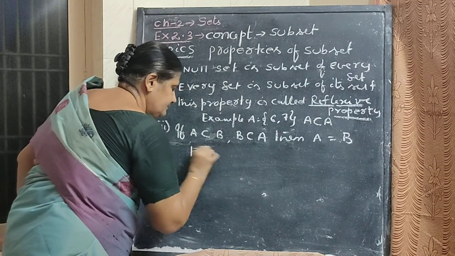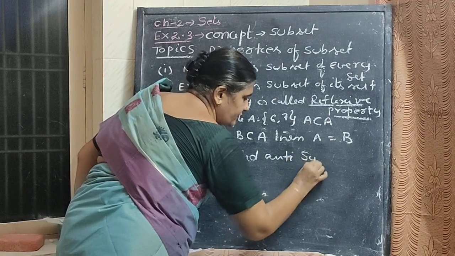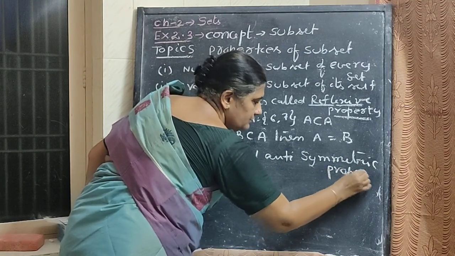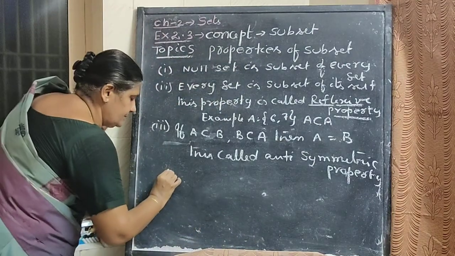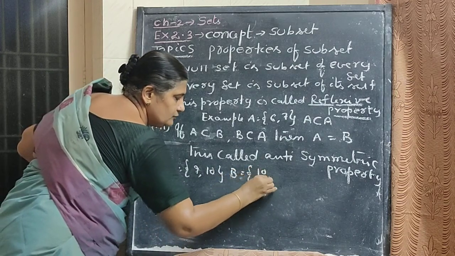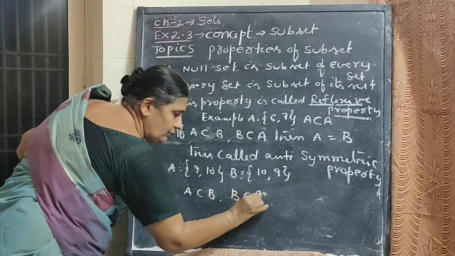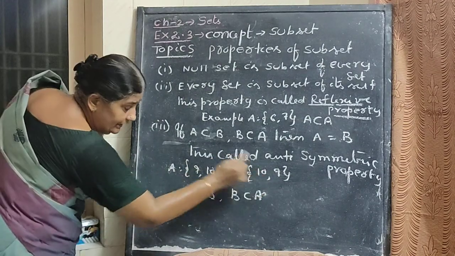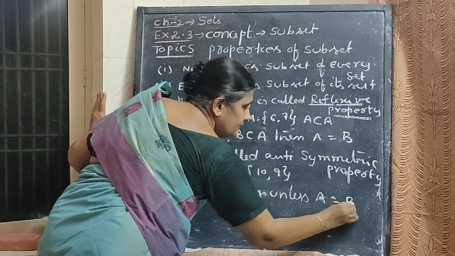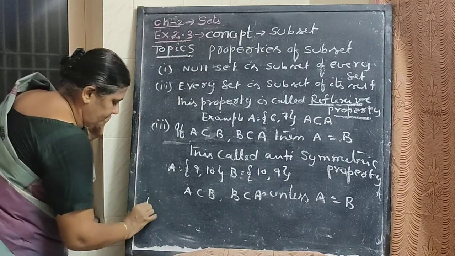This is called anti-symmetric property. So if A is a subset of B, with A equal to {9, 10} and B equal to {10, 9}, what must you conclude? A is a subset of B, and here B is a subset of A. All the elements of A are the elements of B, and all the elements of B are the elements of A. Therefore A is equal to B. This property is called what? Anti-symmetric property. Now listen, fourth property.